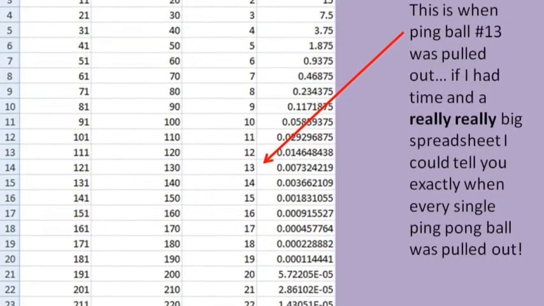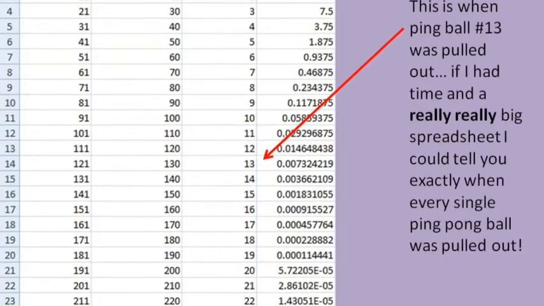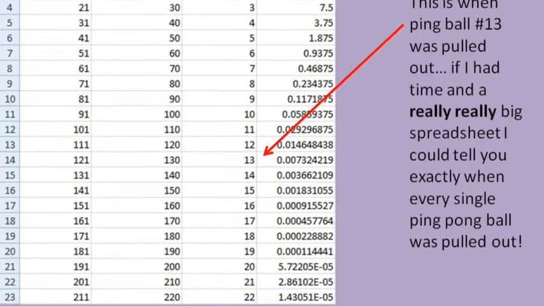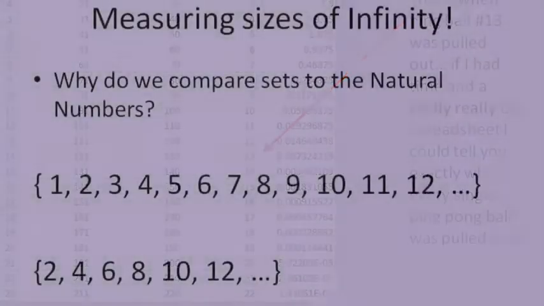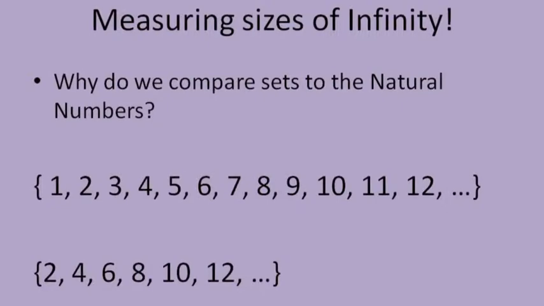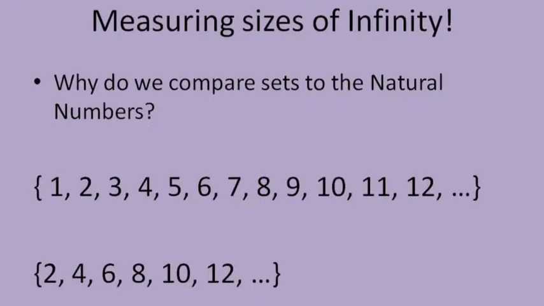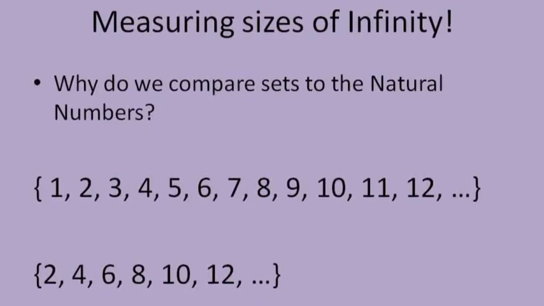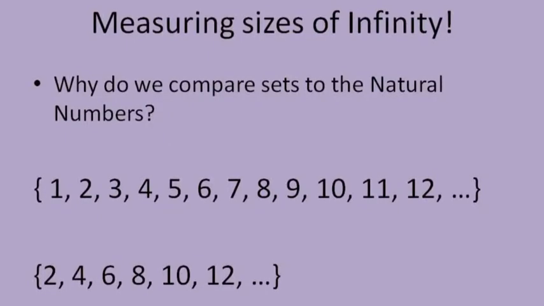So let's stop and take a look now at measuring different sizes of infinity. When you look at this number set, you see the first set is called the natural numbers: 1, 2, 3, 4, 5, 6, and so on. Infinitely many natural numbers. Below are the even numbers: 2, 4, 6, 8, 10, 12, etc. In your mind, are these two sets the same size?